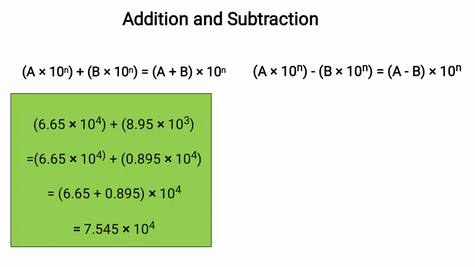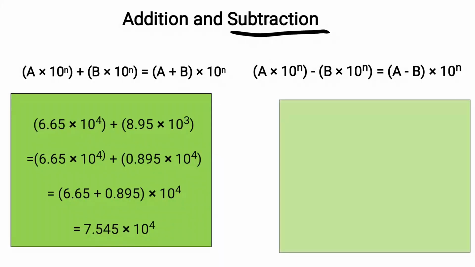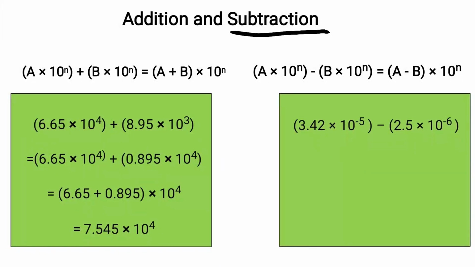Same rule applies for subtraction. So let us now concentrate on subtraction of numbers which are expressed in scientific notation. Let us take an example, that is 3.42 × 10^-5 minus 2.5 × 10^-6.